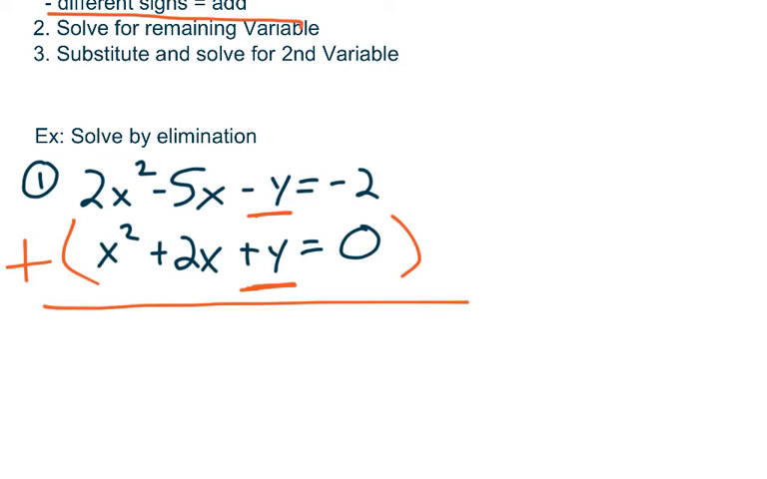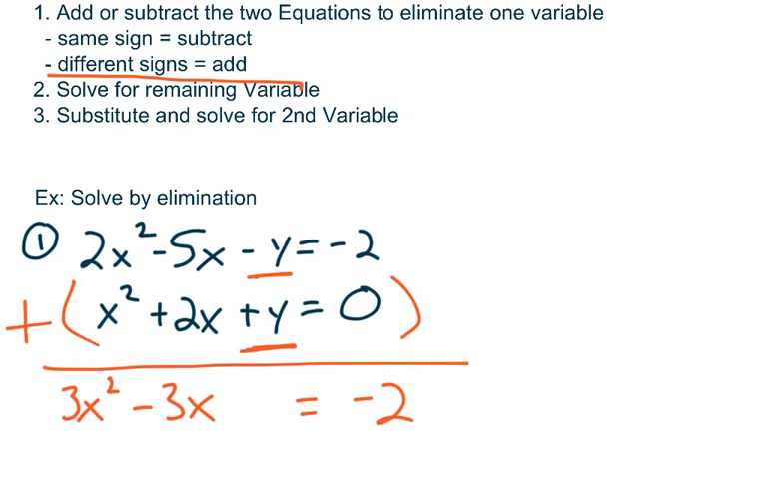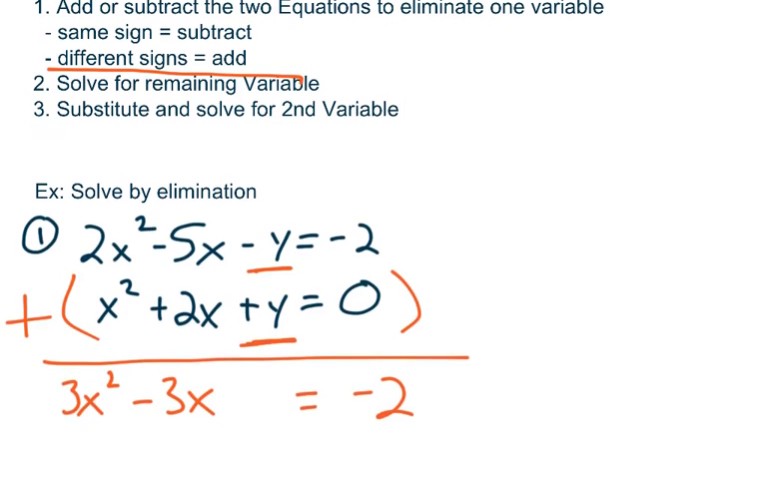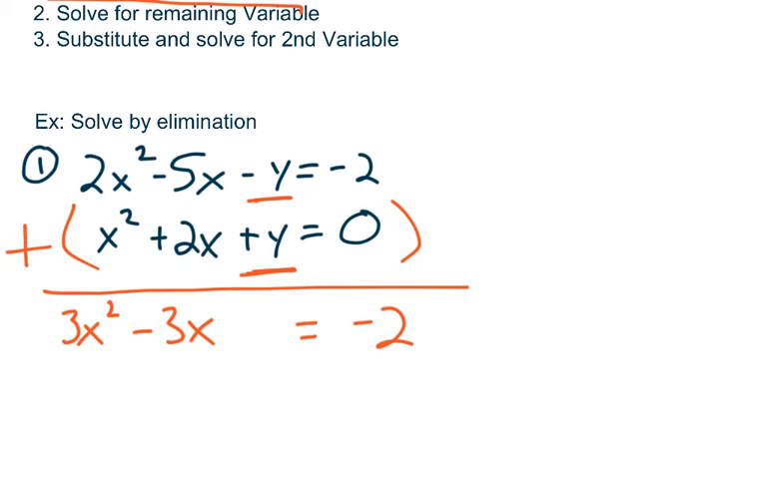2x squared plus x squared gives me 3x squared. Negative 5x plus 2x is negative 3x. Negative y plus y is 0. Those cancel out, or they are eliminated. And then negative 2 plus 0 is negative 2. So there's step number 1, add or subtract the two equations to eliminate one variable. Step number 2, solve for the remaining variable.